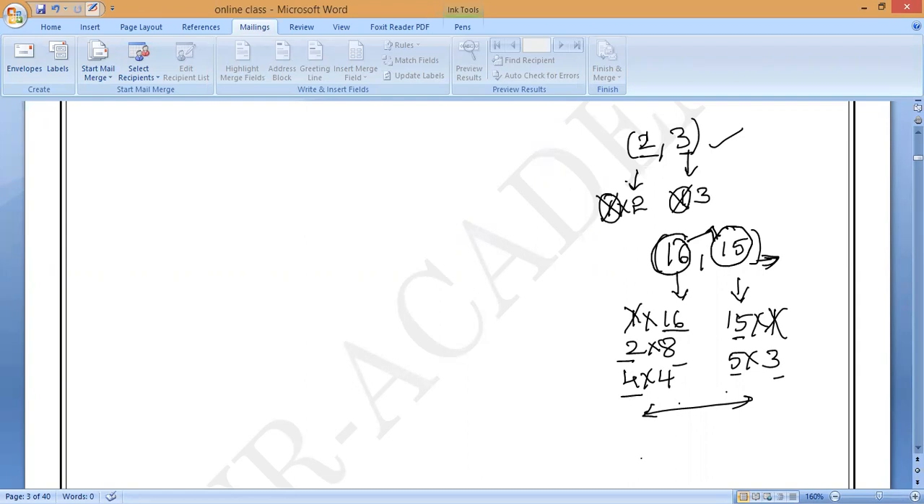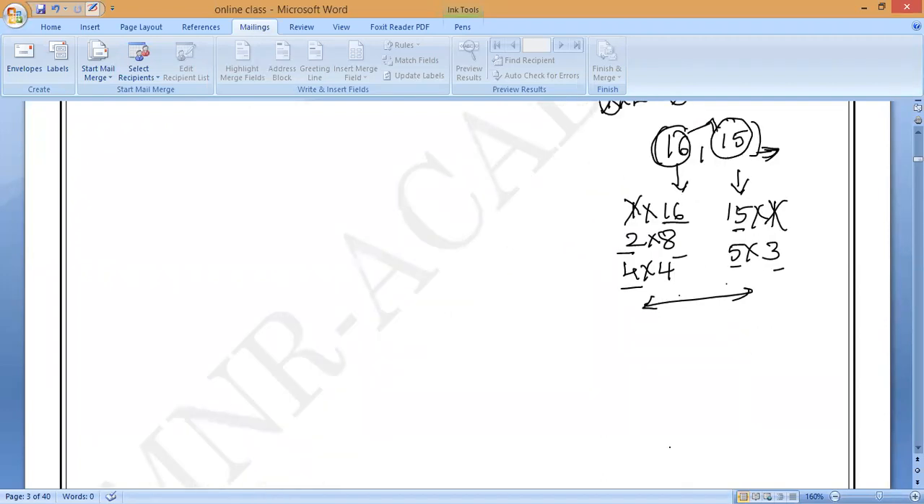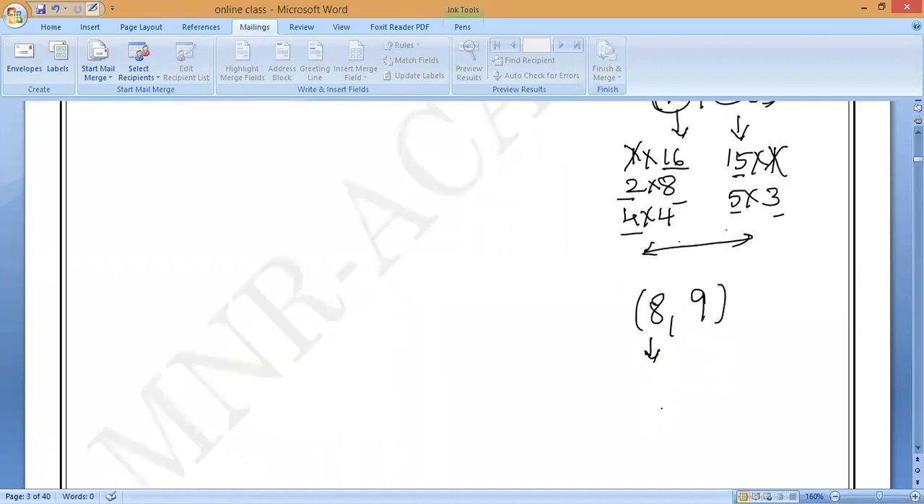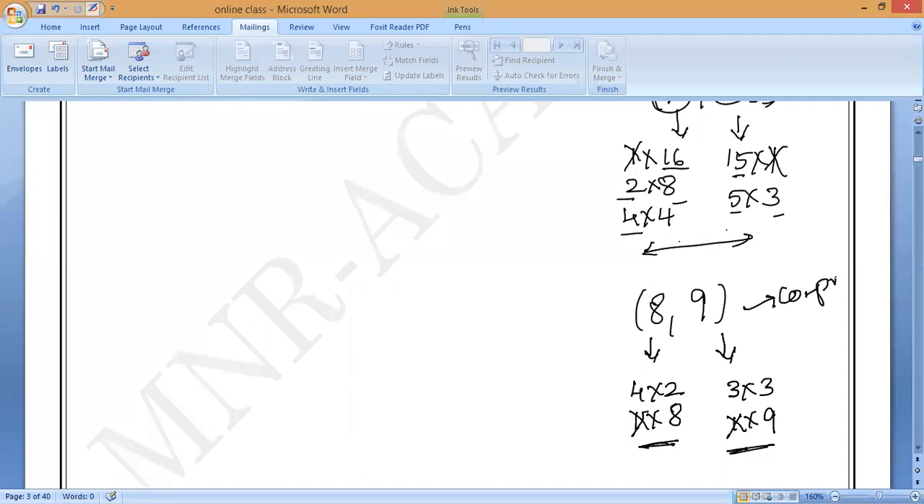Say one more example for co-primes. 8, 9. Good. What are the factors of 8? 4 into 2, 1 into 8. Yes. Next, 9 factors: 3 into 3 and 1 into 9. Good. Any common factor other than 1 between these two numbers? No, ma'am, no common factor. 8 and 9 are the co-primes. Do you understand? Yes, ma'am.